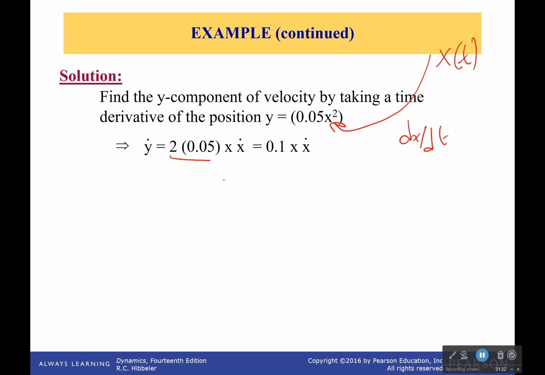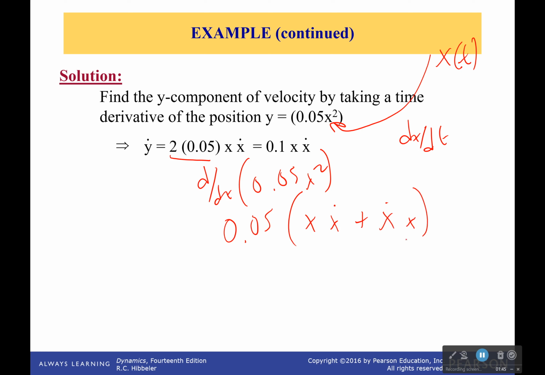So I have d/dt of 0.05 x squared, and I have to do the chain rule for the x squared. 0.05 is a constant, so I'm going to bring it out. Then I do first d last, so x times x dot, plus last d first, so x dot times x. Obviously, these are the same thing. So I have 2 times 0.05 x dot, where x dot is simply dx/dt.